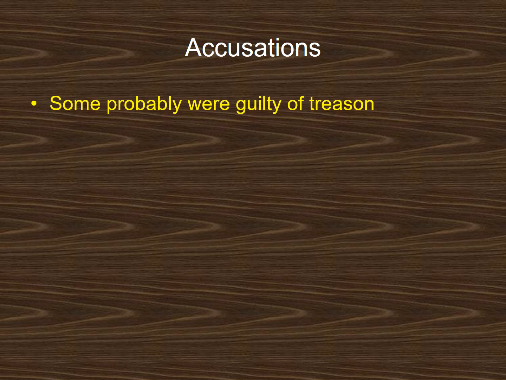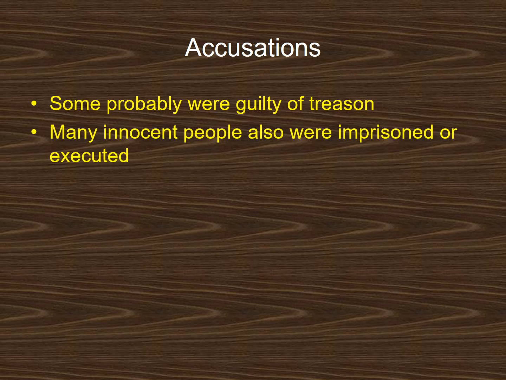Some people probably were collaborating and maybe undermining the French war effort, and they probably were guilty of treason. However, hundreds and thousands of innocent people found themselves in prison or faced execution as a result of the hysteria associated with these accusations in the Reign of Terror. It demonstrated that during this Reign of Terror, things really got out of hand.